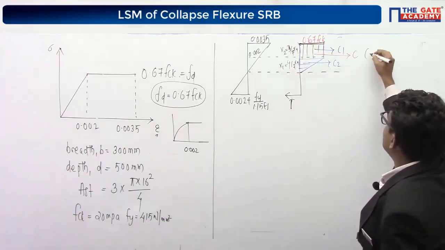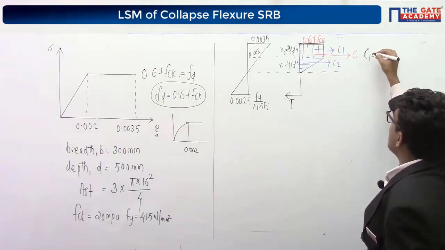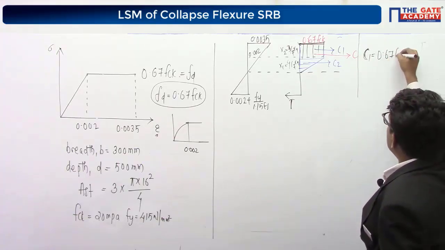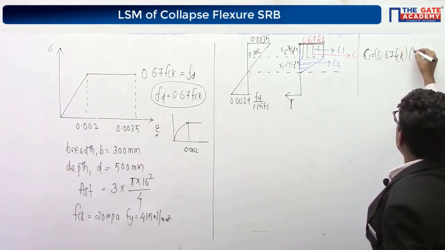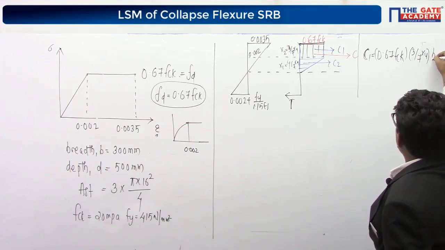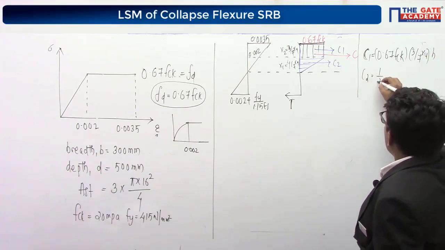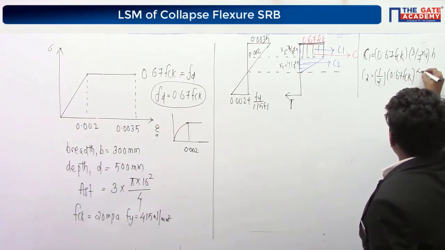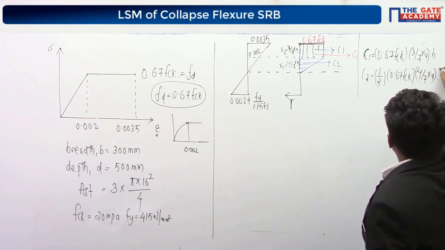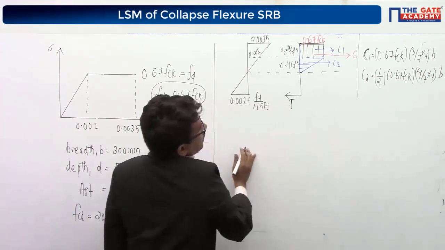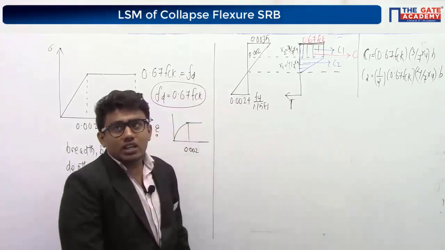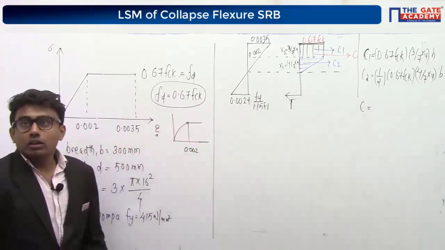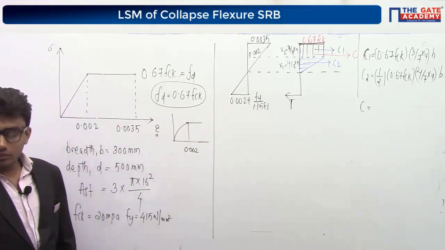Coming to our C1, what is C1? C1 is the area of this rectangular portion. C1 will be equal to 0.67 fck into 3 by 7 xu into B. C2 will be equal to half into 0.67 fck into 4 by 7 xu into B. Add them, tell me the total compressive force. Please tell me the answer. Total compressive force here will be equal to... Let me check the answer.